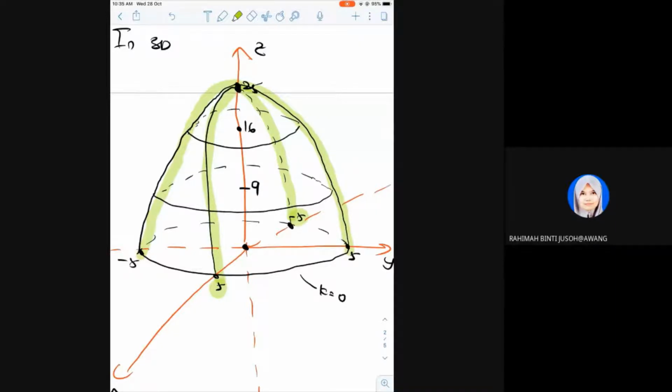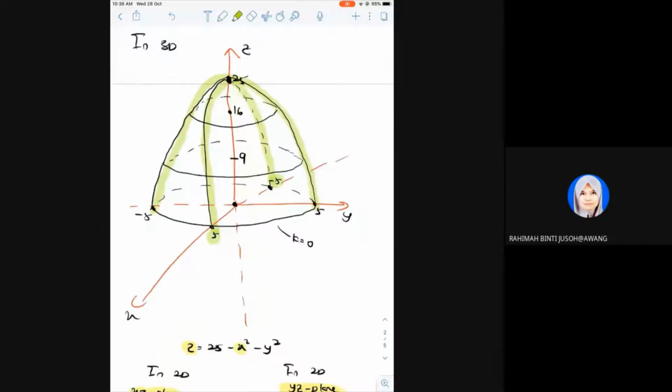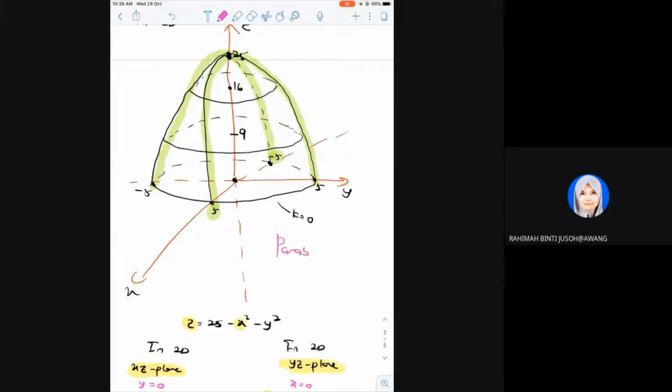But you don't have to worry in your test or quiz. No need for you to do this step-by-step. I just want you to understand how we get the graph. Let's say in your test, if you don't know what type of graph we have by just looking at the equation, you should try to sketch the graph in 2D first to get the idea. Do you understand this? This is called a paraboloid. Ni nama bentuk ni dalam 3D, this is called a paraboloid.